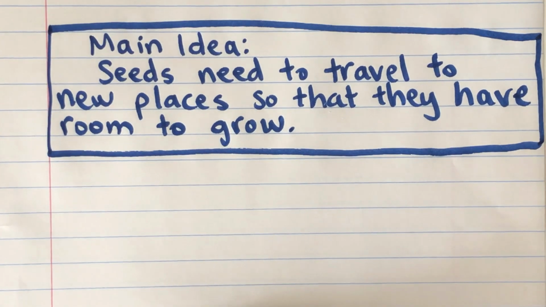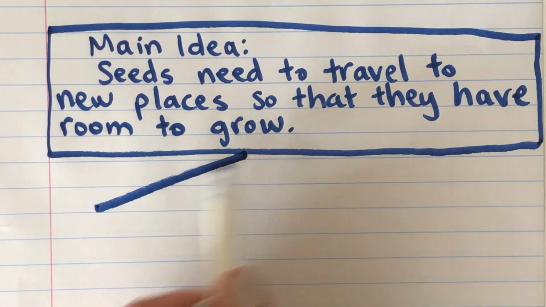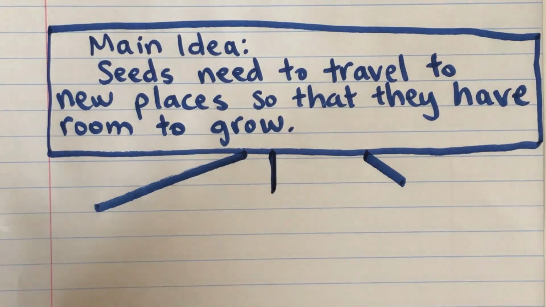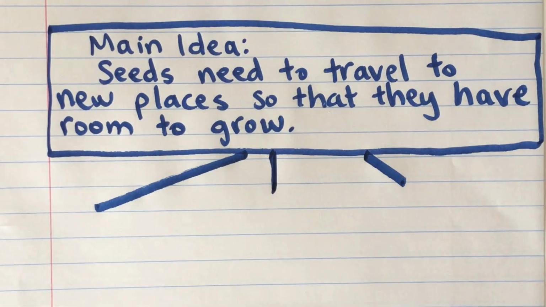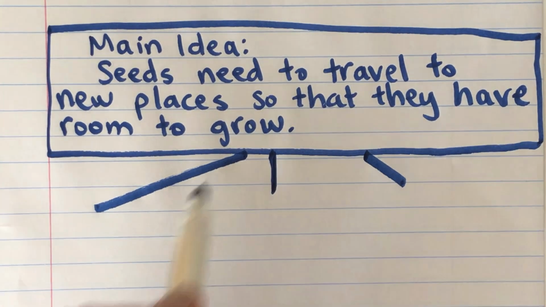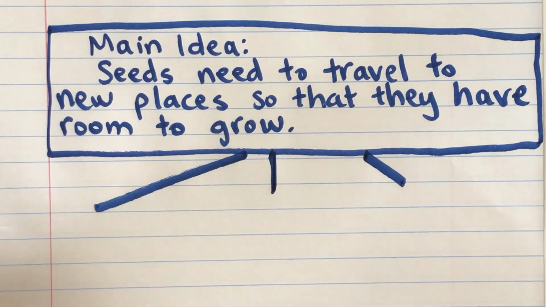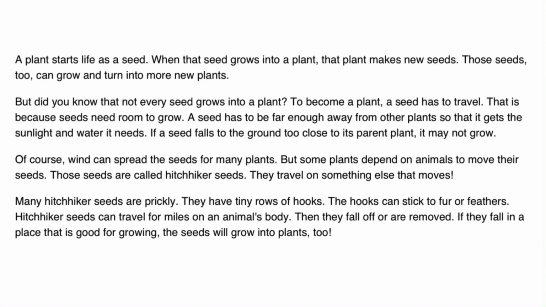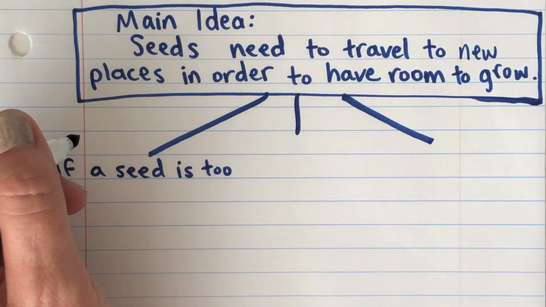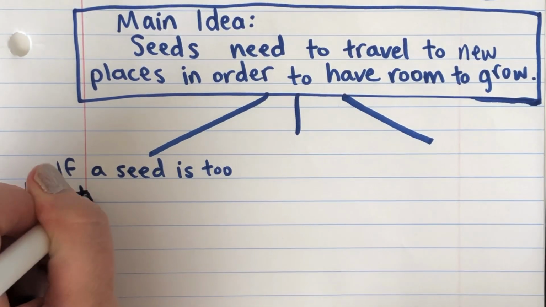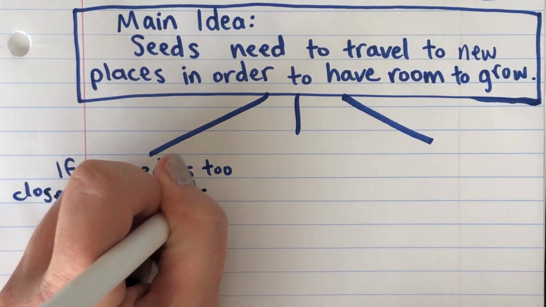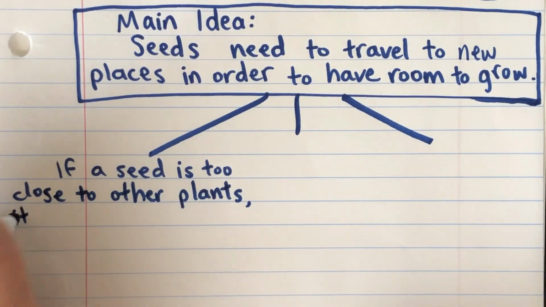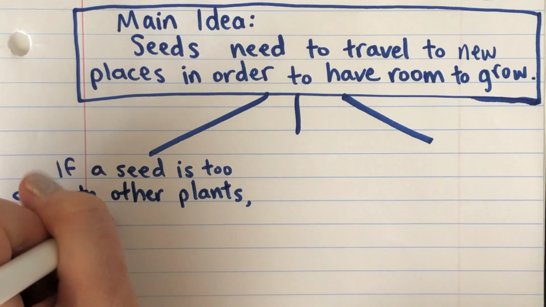From this box, we'll draw 3 little lines, and for each line, we're going to find a detail from the passage that supports this idea that seeds need to travel to new places so that they have room to grow. Let's go back to the passage and find three details. I notice the second paragraph talks all about why seeds need to travel. It says a seed has to be far enough away from other plants so that it gets the sunlight and water it needs. If a seed is too close to other plants, it may not get enough sun and water.